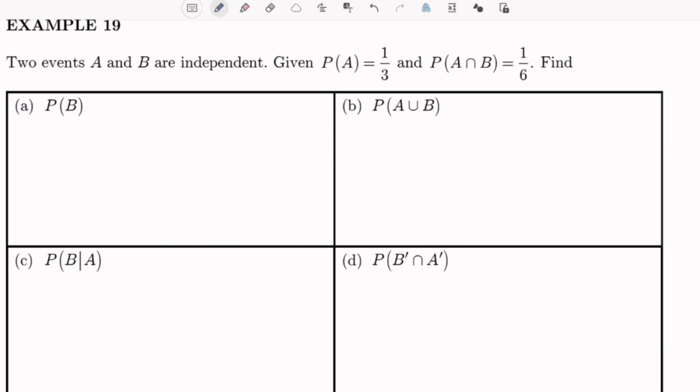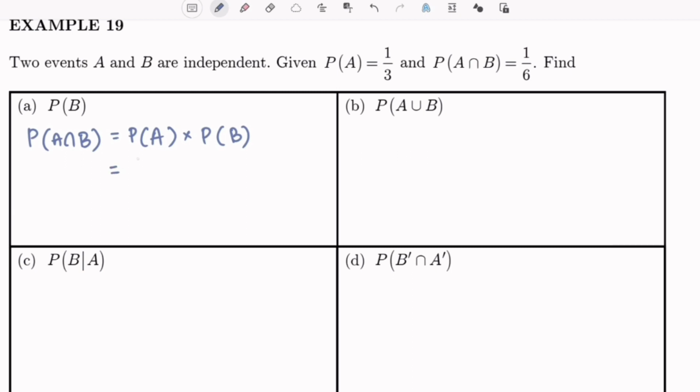Example 19. Two events A and B are independent. Given probability of A equals 1/3, probability of A intersect B equals 1/6. Find the probability of B. So using the formula, P of A intersect B equals PA times PB, we have 1/6 equals 1/3 times PB. Then the probability of B is equal to 1/2.